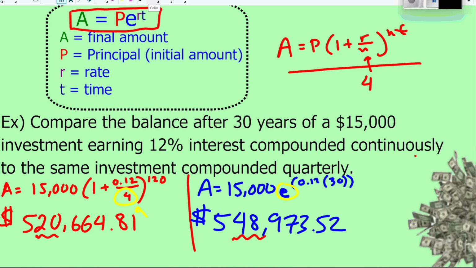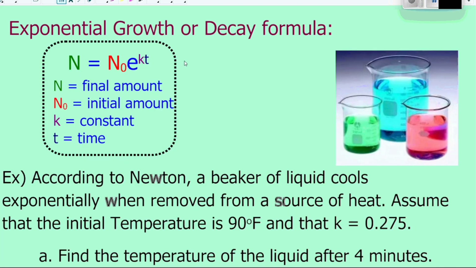Well, monthly is going to happen more often. So the one that happens more will get you more money. And that's going to be true no matter what type of compounding it is. All right, let's try this problem now.